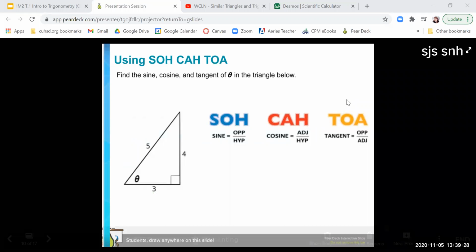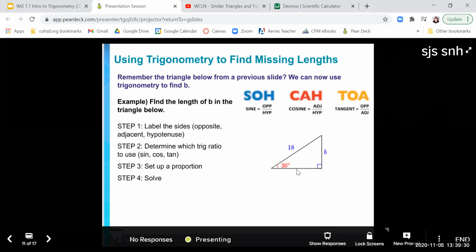All right. So now let's do one. Let's solve that triangle that we were looking at from a previous slide. So in this triangle, we know the angle, we know one of the sides, but we don't know B. So we don't have enough information in this triangle to use Pythagorean theorem. We don't have a second triangle that's similar to compare it to. We have to fall back on this idea of trigonometry to find the length of B.